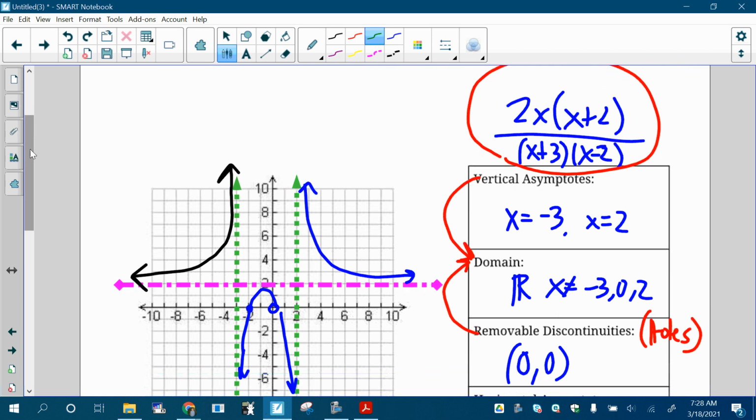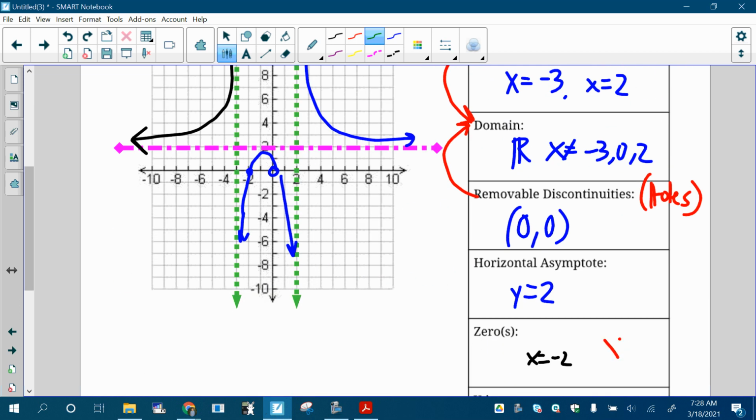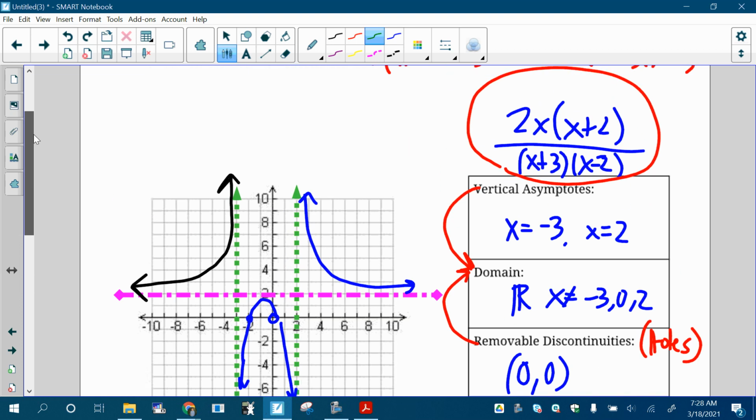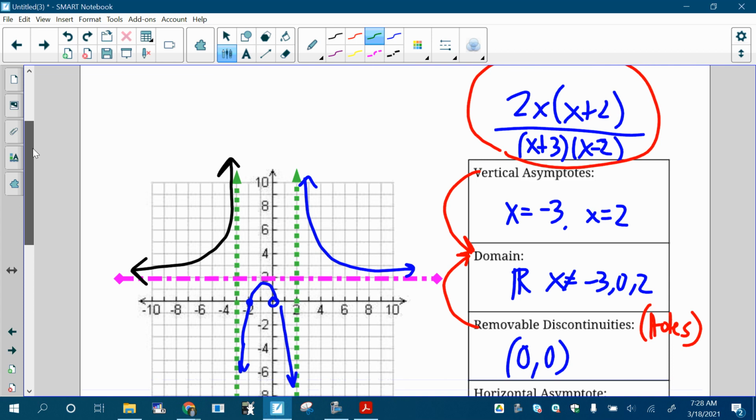Why is x equals 0 not an x-intercept, not a 0? There's already a hole there. You can't have a hole and an x-intercept. Like, an x-intercept's a point. You can't have a point and a hole. I mean, those are opposites of each other, right? So the hole is what's there. Like the hole is what is dominant there. So although it looks like we might have an x-intercept there, we already put a hole there, so we don't have an x-intercept.